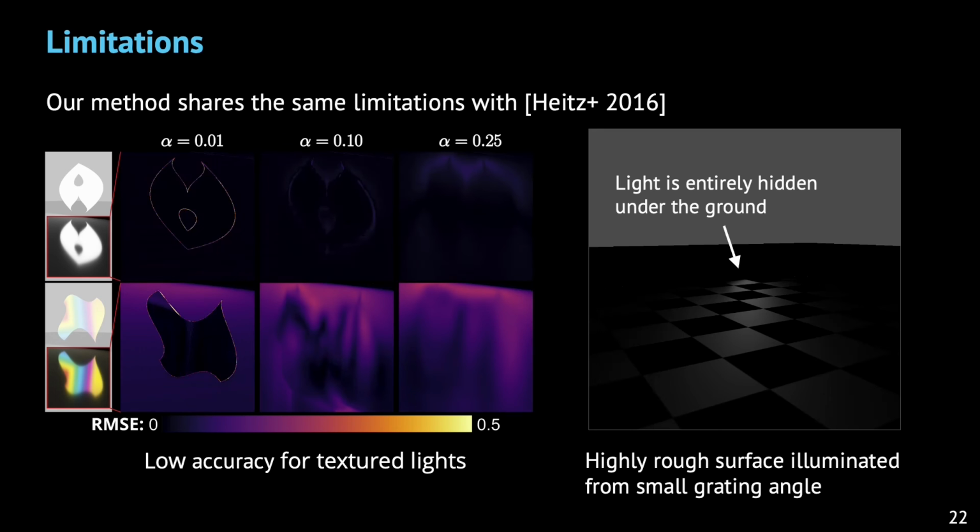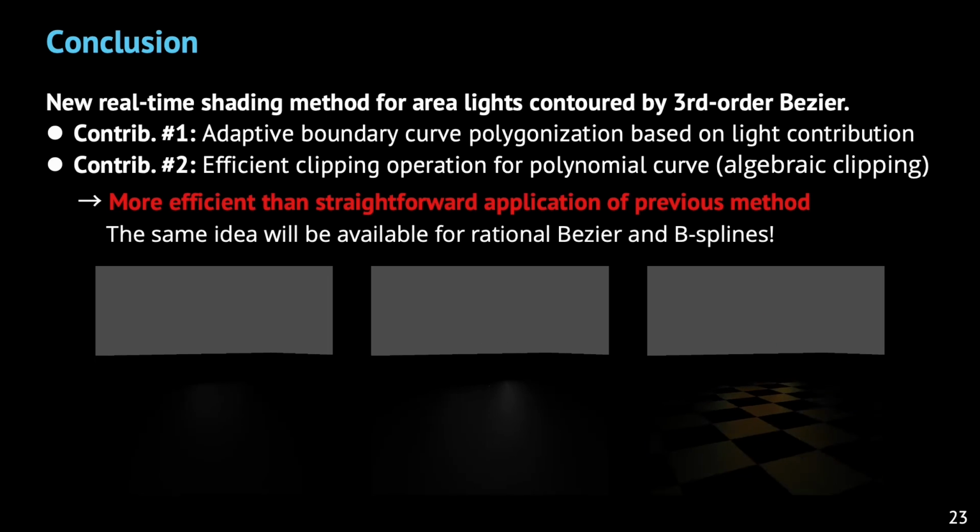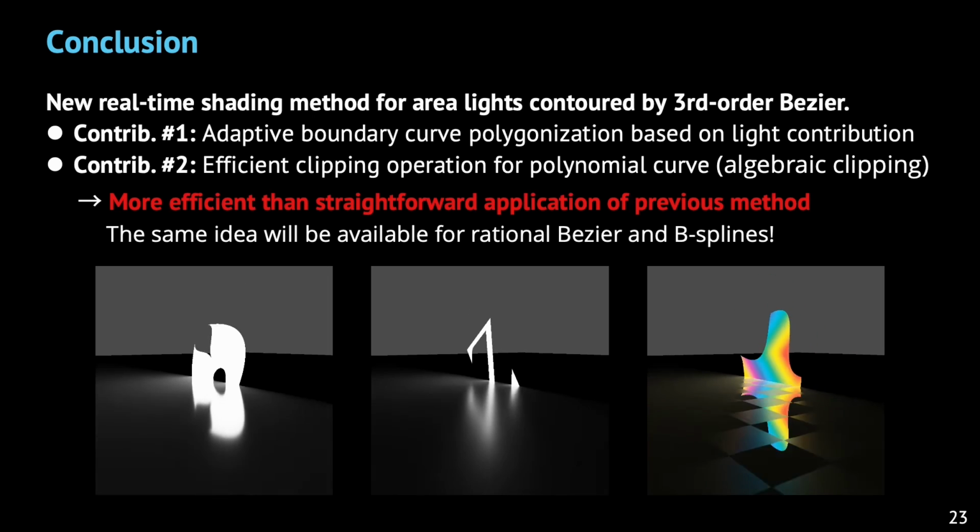Second, the approximation using linearly transformed cosines is not really accurate when the reflection surface is illuminated from a slight grazing angle. For instance, this can cause strange illumination shown in this slide when the light is entirely hidden under the ground but near the ground surface. So, to solve these problems, we need more investigation for improving the original approach for polygonal area light and reflection surfaces with microfacet BRDF.